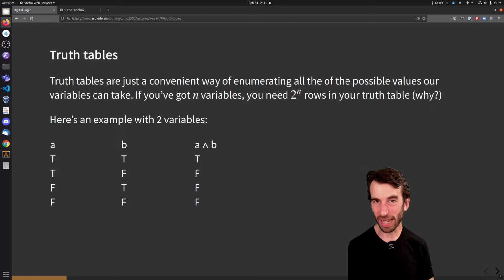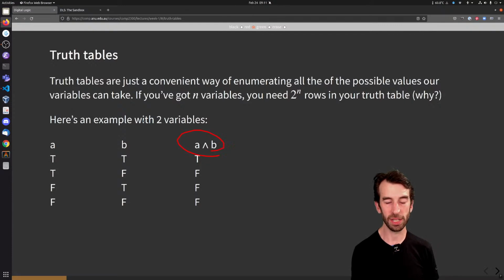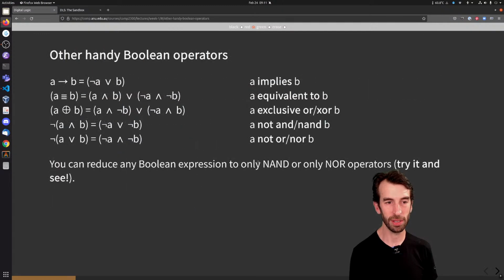We talked about truth tables, how you could find a formula in Boolean algebra and completely describe it with a truth table, because you can enumerate all of the truth values of the different variables. We talked about this handy cheat sheet of Boolean substitutions, which can be used to simplify Boolean algebra formulas.